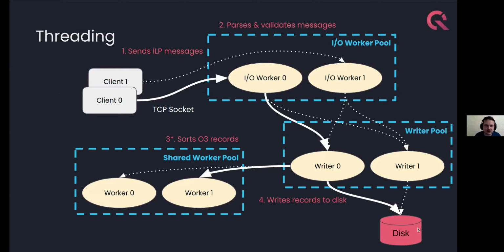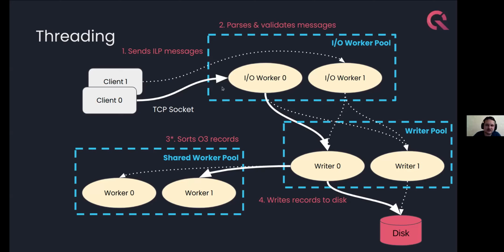So let's go over the threading model that we have in the database when it comes to ILPs. Here on this diagram, we have a couple of client applications. Each of them writes ILP messages through its own TCP socket. And the data is handled by worker threads, IO worker threads. We have a so-called IO worker pool, which is a thread pool.